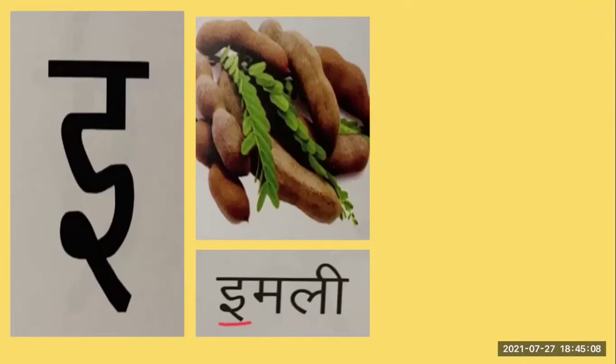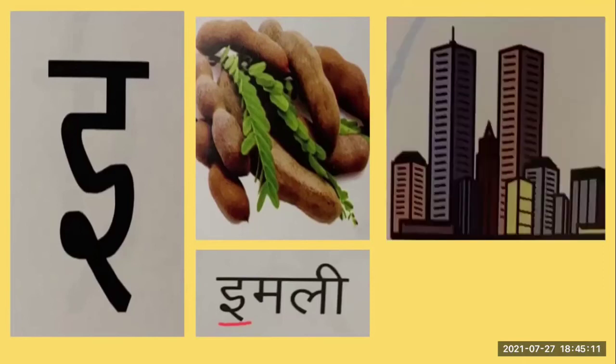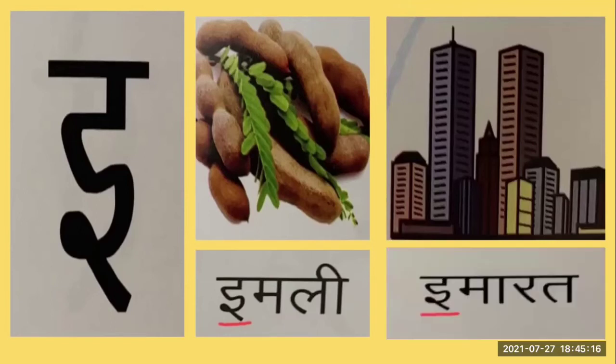The second word from the letter E is E se imarat. If you see here, these two together are called ma, ra, ta. Together when you say, it is imarat. Imarat means buildings, the tall buildings. This letter is called E, and the two words we saw starting with this letter are E se imli and E se imarat.